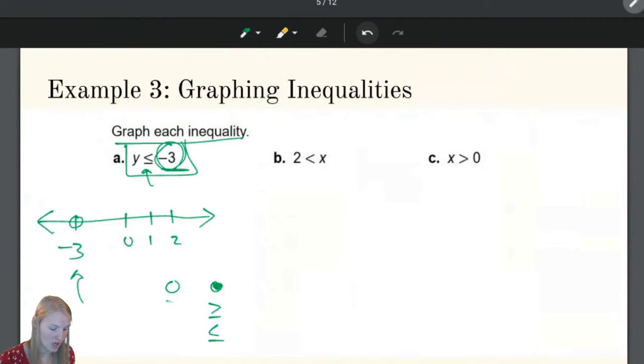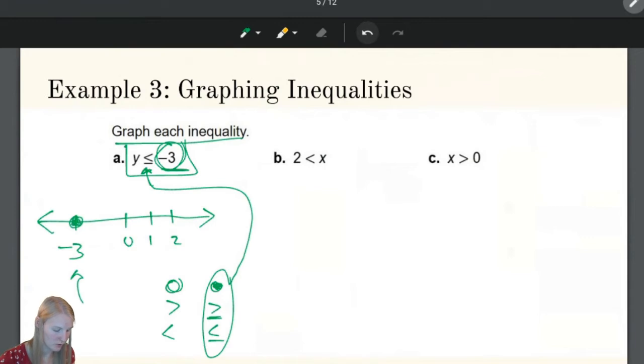When you have, we call it strictly greater than or strictly less than, we say strictly because it doesn't have the line underneath it. Then you use an open circle. So because this symbol is one of these, we're going to do a closed circle on -3.